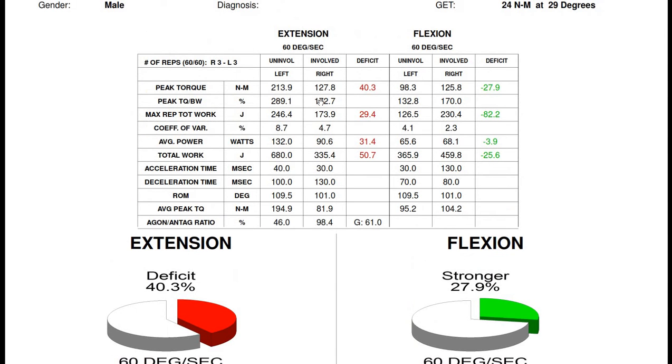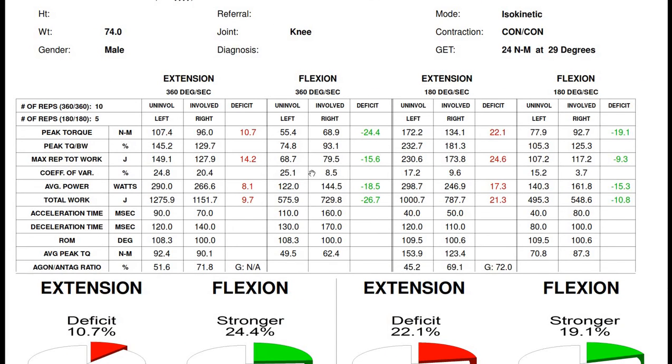let's say 109, 101. So there's been a slight variation between testing, but not enough to warrant concern between tests.